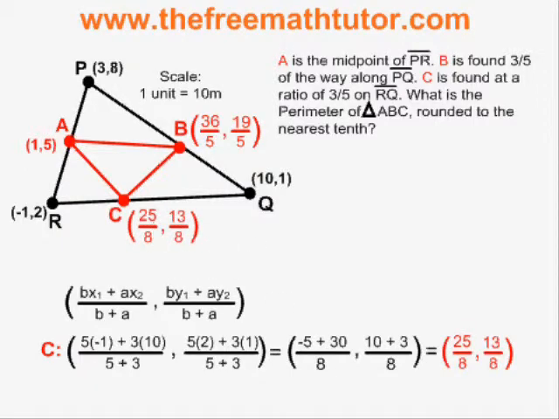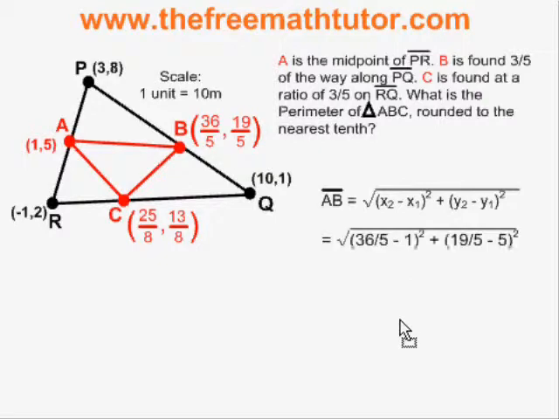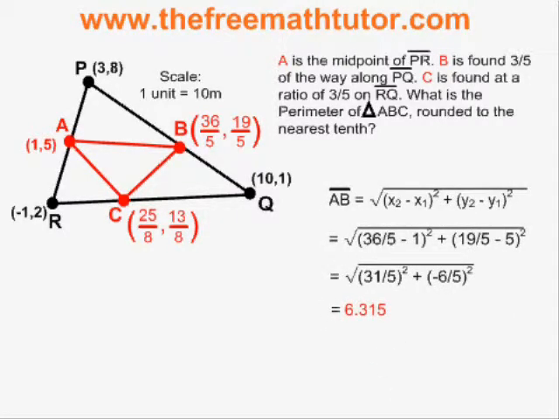Now that I have found the coordinates of A, B, and C, if I want to know the perimeter of triangle ABC, I have to use the distance formula 3 times to find the lengths of AB, BC, and CA. Let's start with AB. Filling in the distance formula with the coordinates of A and B, I simplify, and I find that the distance between A and B is 6.315 units if rounded to the nearest thousandth. I will record that AB is equal to 6.315 units.